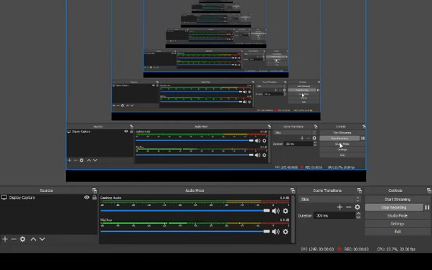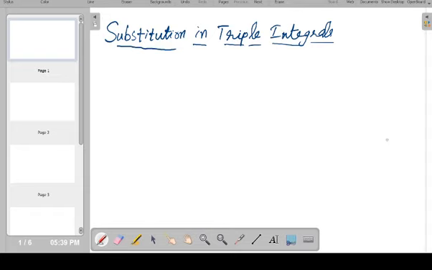Hello students, in this section we are going to look at substitution in triple integrals. You have a region in the UVW space and another region in the XYZ space. Under suitable transformations, the region in the UVW space is transferred to another region in the XYZ space, and integrals over the XYZ space can be computed using integrals in the corresponding UVW space. So that is the idea.